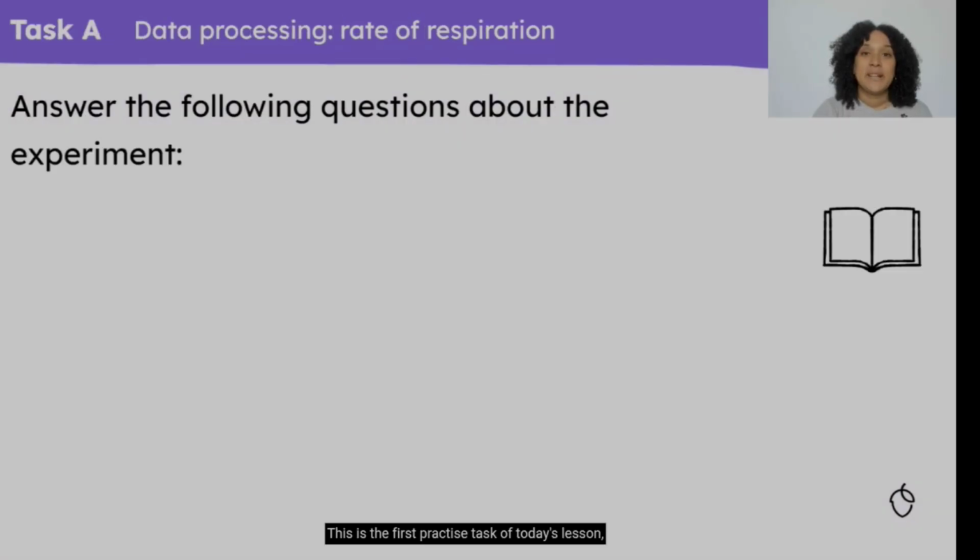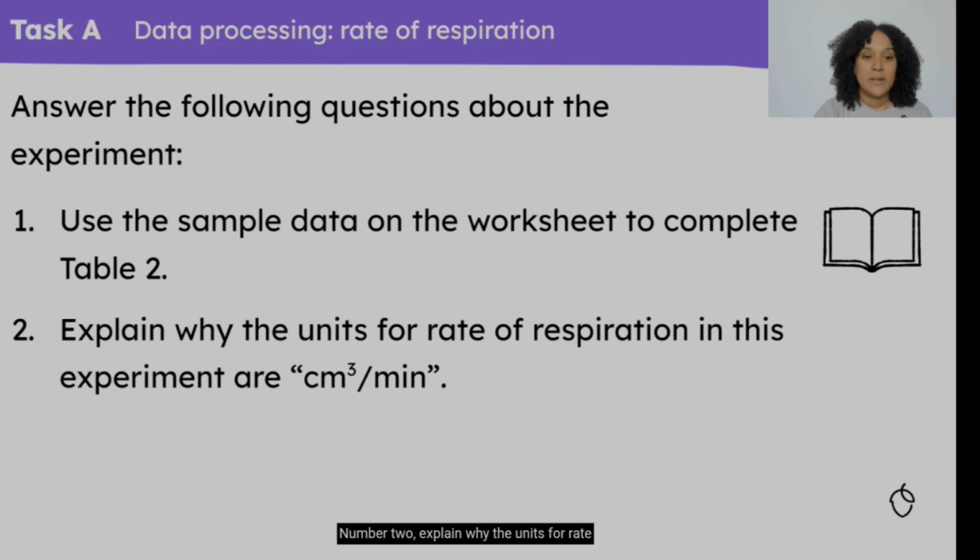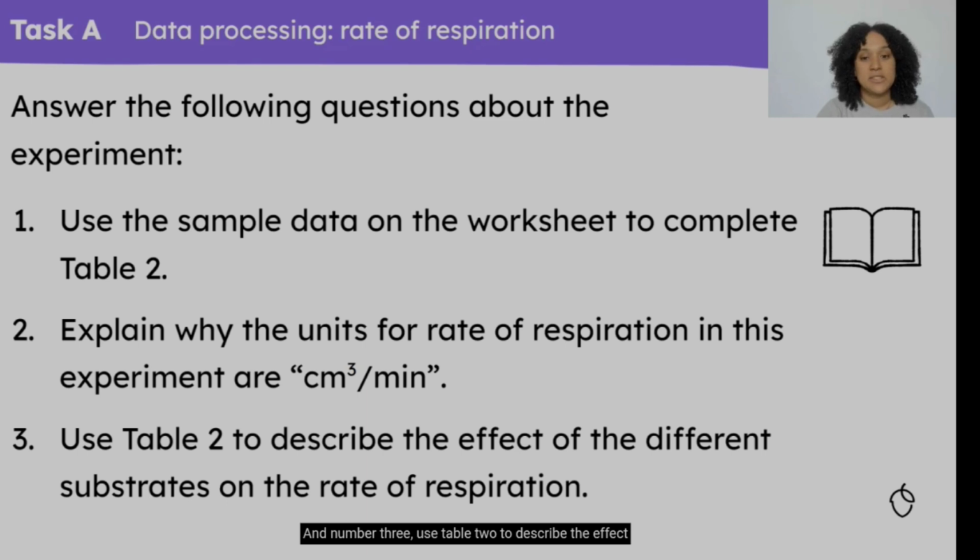This is the first practice task of today's lesson. You're doing really well so far. Answer the following questions about the experiment. Number 1, use the sample data on the worksheet to complete Table 2. Number 2, explain why the units for rate of respiration in this experiment are centimeters cubed per minute. And number 3, use Table 2 to describe the effect of the different substrates on the rate of respiration.